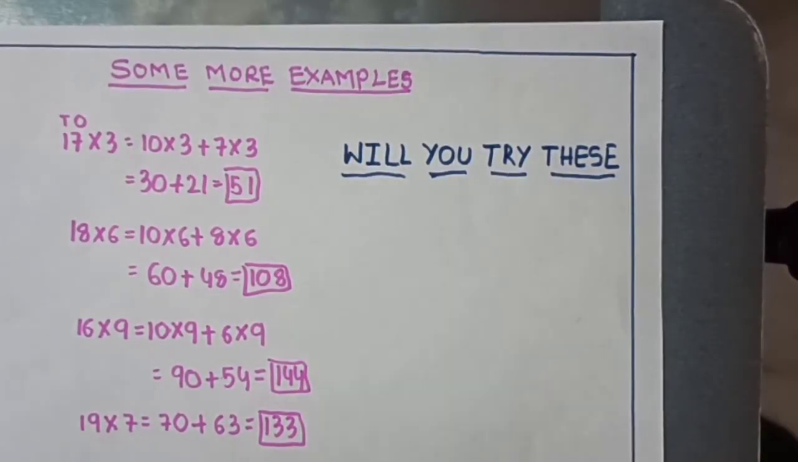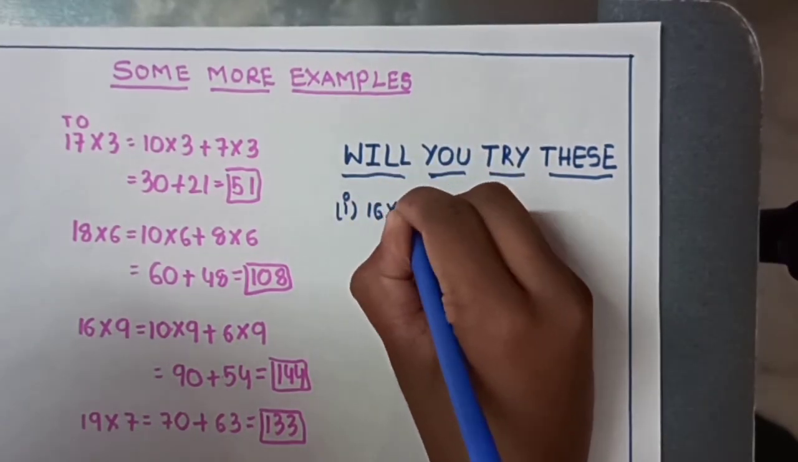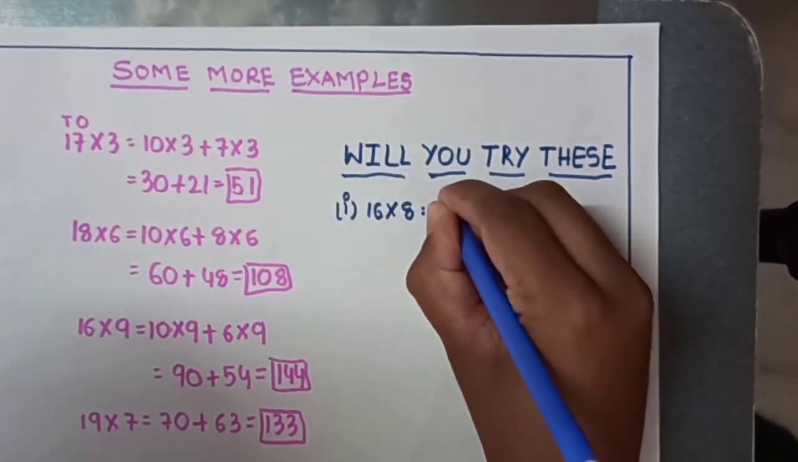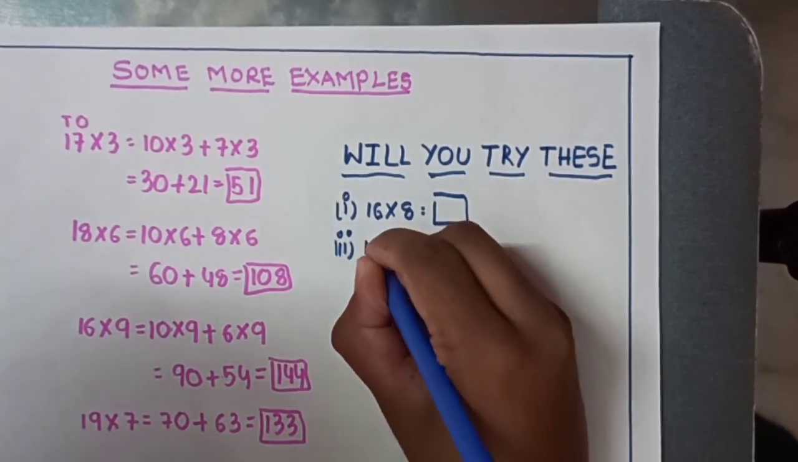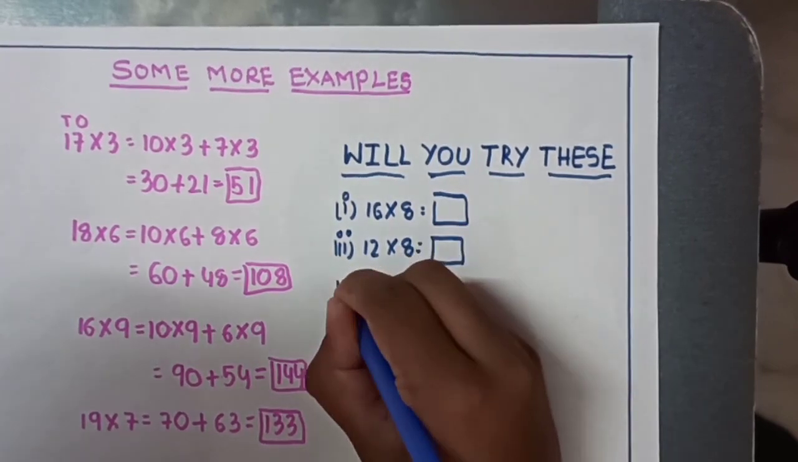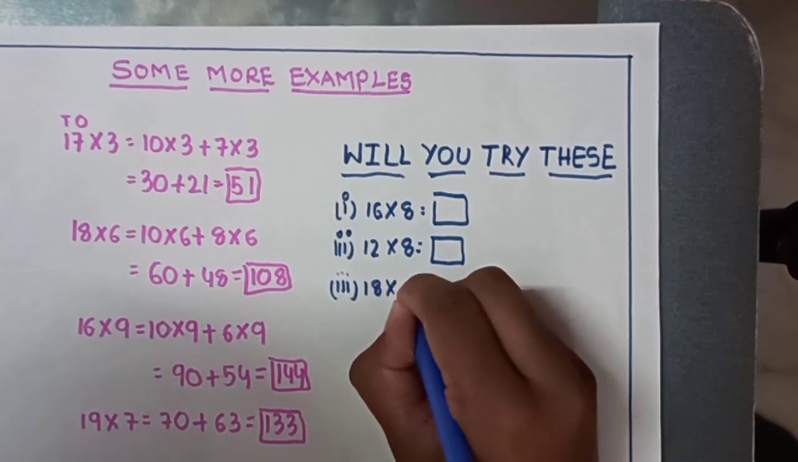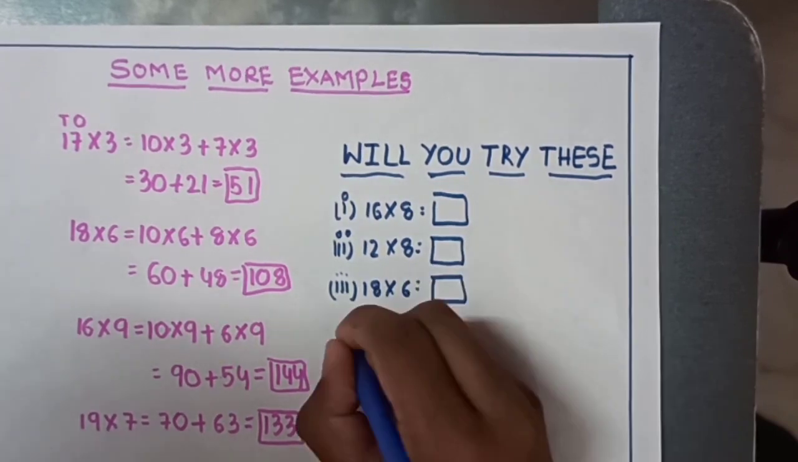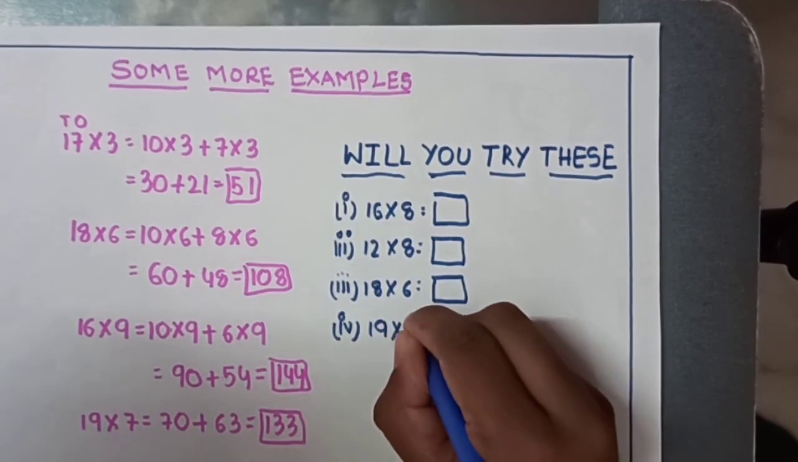Friends, will you try this? First one, 16 into 8. Second one, 12 into 8. Third one, 18 into 6. Fourth one, 19 into 9.